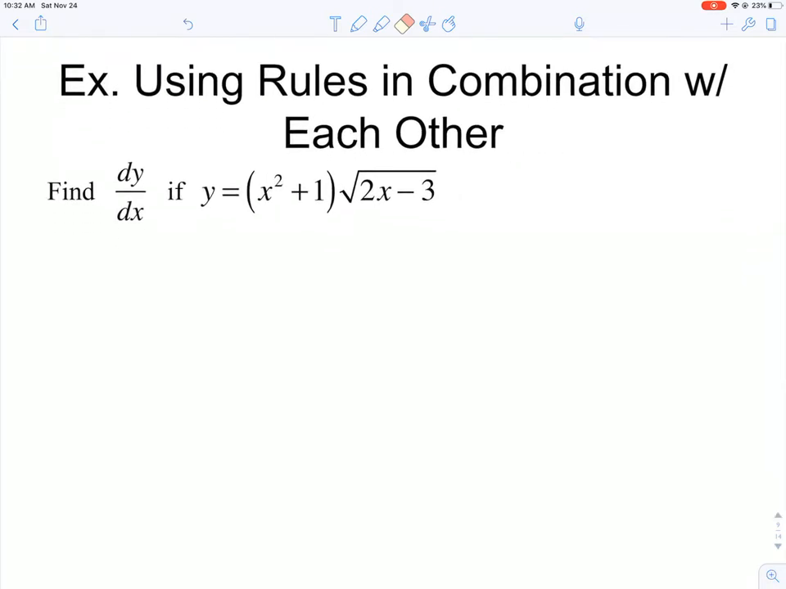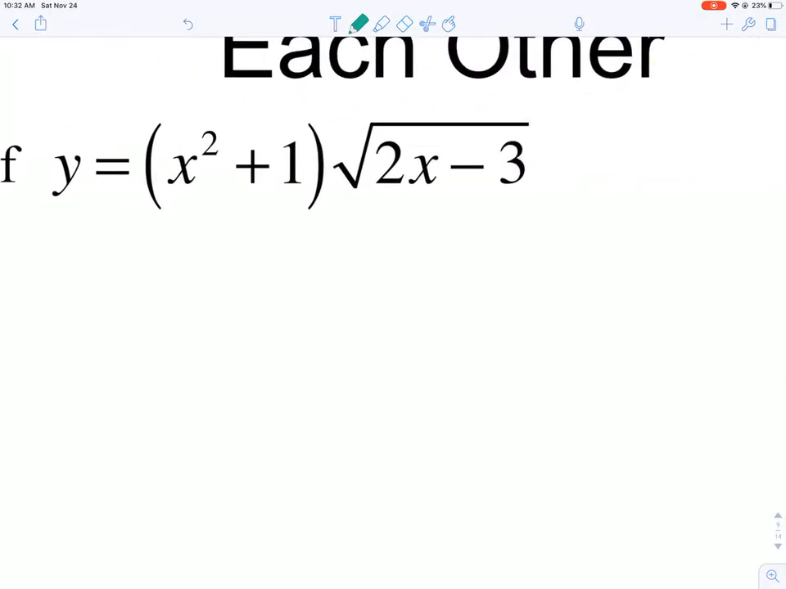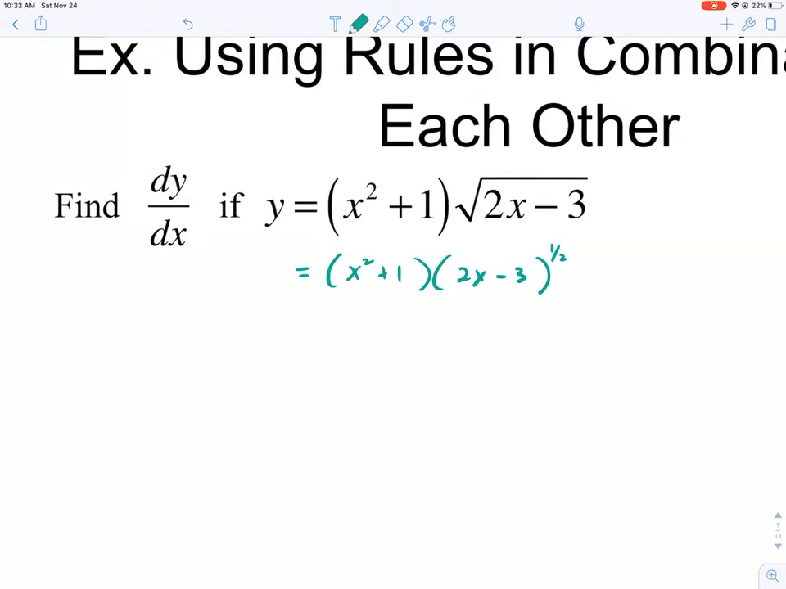Okay, so now we're going to look at differentiating functions that require a combination of rules. So notice that this is a product of two functions, and I'm going to rewrite the square root of 2x minus 3 as (2x minus 3) to the 1/2 power. So we're using the product rule, because this is a product of two functions, to find dy over dx. I'm going to call this factor f of x, this factor g of x. So write down the first factor times the derivative of the second.